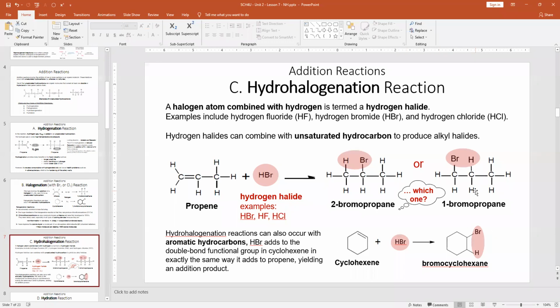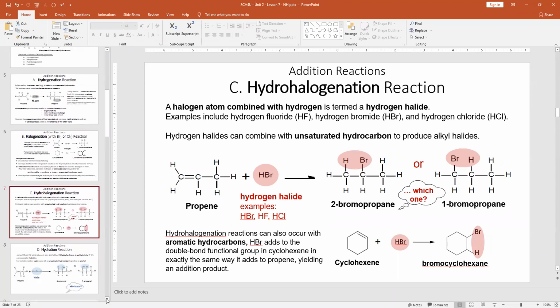Well, it's a good question, and we will talk about this further in the lesson. So just keep in mind that it can be either one of these, but only one of them will be the product of this hydrohalogenation reaction. And we will come to that.